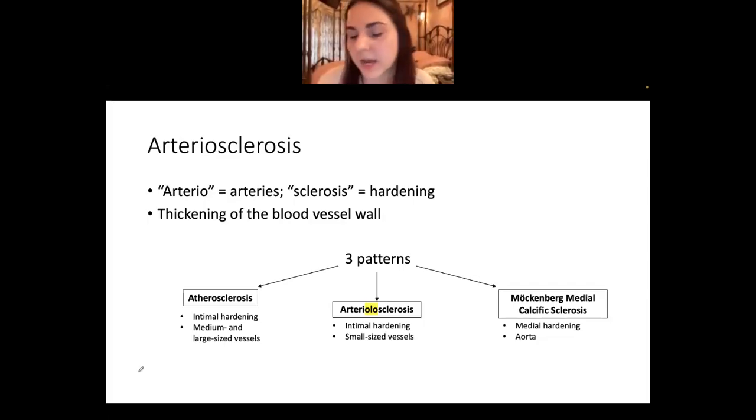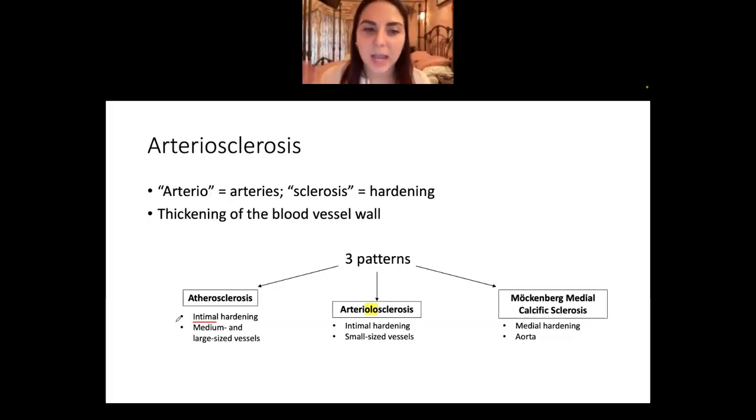I really like how Dr. Sitar broke up arteriosclerosis. I think it's a good way to think about it. I think everything he does is great though. So the first one is atherosclerosis. This is your classic plaques, things that cause heart attacks. That is when the intima gets hardened, and I'll show you a pathophys picture on that.